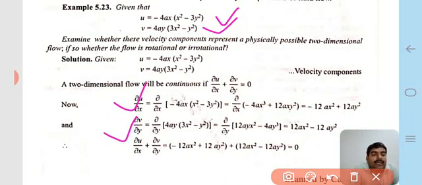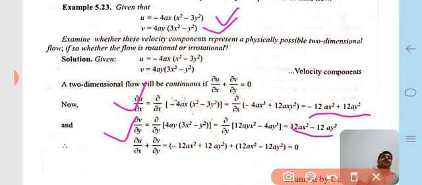Del u upon del x is how much? Differentiating with respect to x the velocity component u, which is minus 4ax(x square minus 3y square), after differentiating we get minus 12ax square plus 12ay square. Now differentiating the velocity component v with respect to y, del v upon del y is 4ay(3x square minus y square), which gives the value 12ax square minus 12ay square.